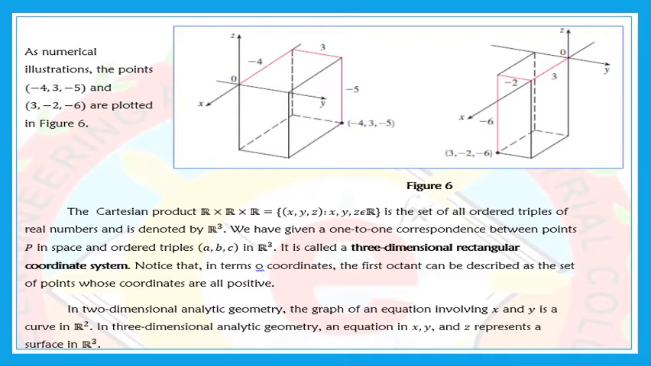As a numerical illustration, class, take the point (-4, 3, -5). Let's say ito yung given natin na point. So, ito yung graph niya dito sa first diagram ng figure 6. Okay, so si negative 4, yan yung sa x-axis natin or x-coordinate. And then 3 is, plot natin yan sa y-axis, sa positive y-axis rather.